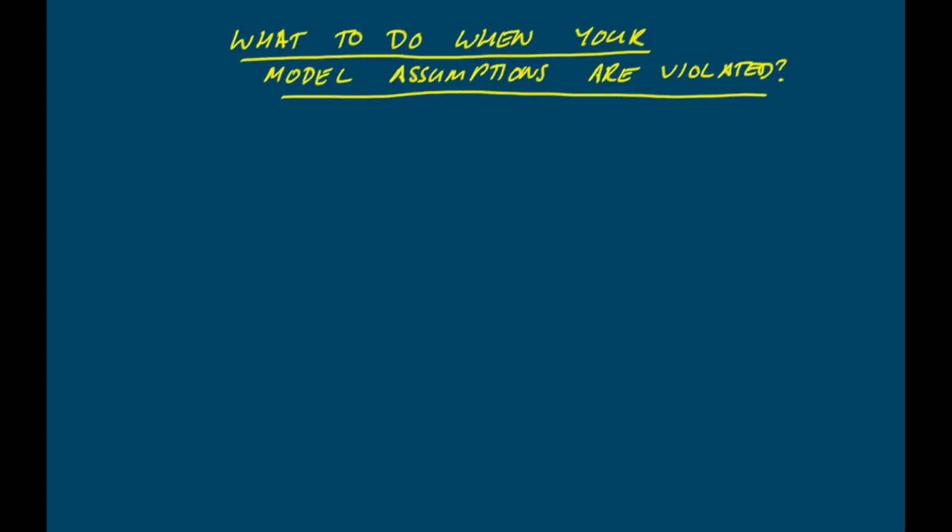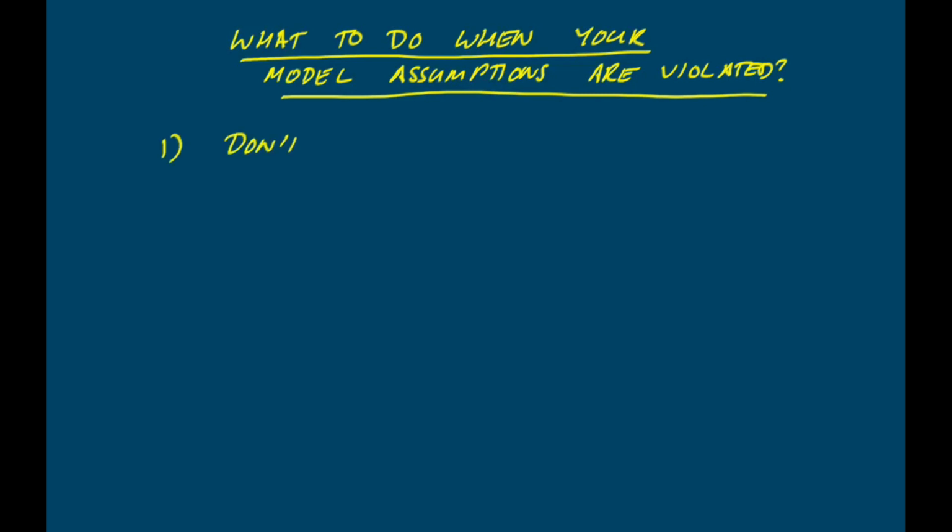Okay, so we've gone through all of our assumptions. Some of them, or one of them, we can't check with our diagnostic plots, but the other ones we can. And then you have the question of what to do when your diagnostic plots don't make you happy and you think your model assumptions have been violated. What do you actually do?